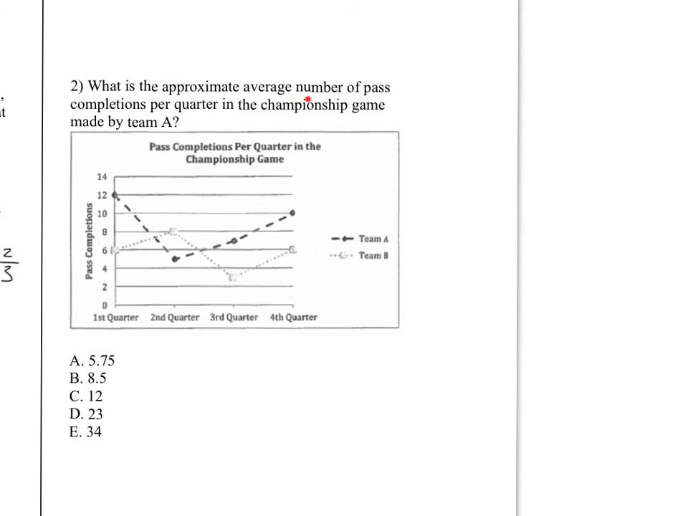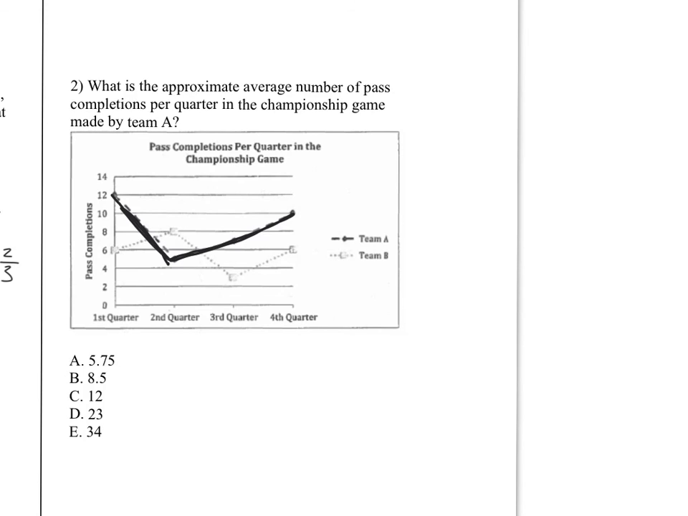What is the approximate average number of pass completions per quarter in the championship game made by Team A? So looking at this table, pass completions, here's the vertical column. Along the bottom we have the different quarters. Team A is in black, Team B is in white. It's asking for Team A, so I'm just going to trace over that a little bit darker so we can see that better. It's pass completions per quarter. What is the average completions per quarter?